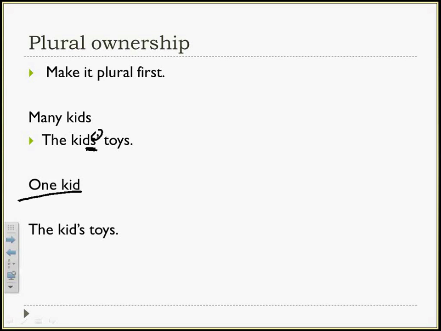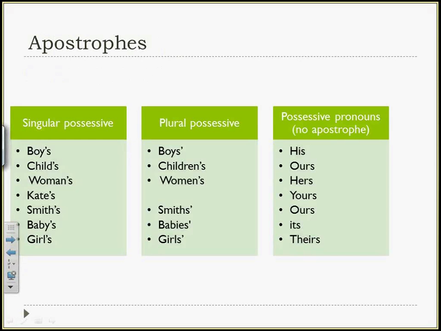But if it's one kid, if it's singular, it's going to be singular first, the kid, and then it's going to be possessive, apostrophe S, the kid's toy. That's one kid. So for your singular possessives, you've got boy's, child's, one child's, woman's, one woman's.